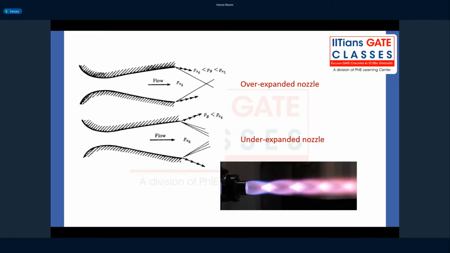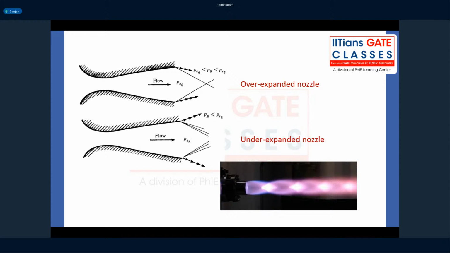Yeah, so you would have seen this type of structures, right? At the exhaust of a nozzle or at the exhaust of some fighter jets. What is it? Can anyone say? What are these structures? Shock diamonds, very good, right?